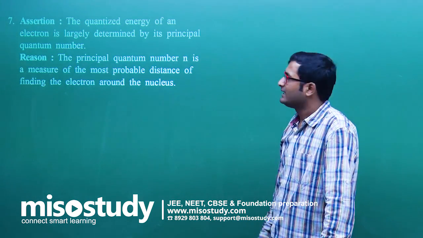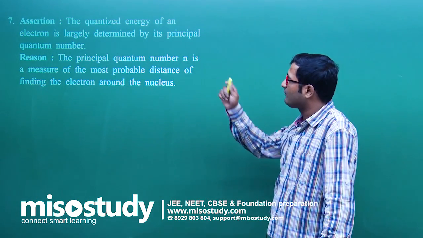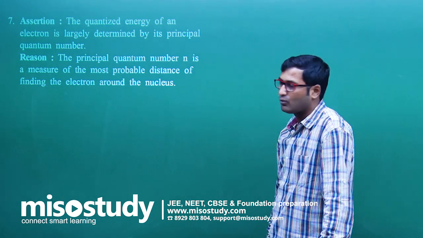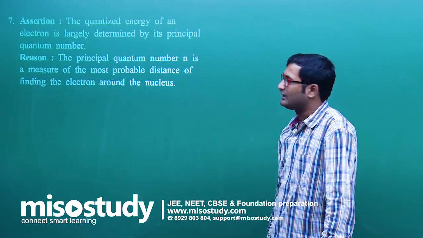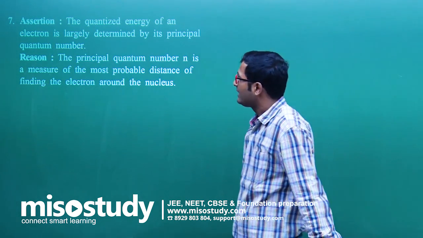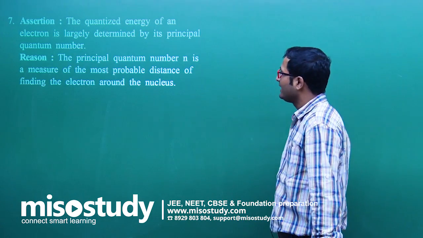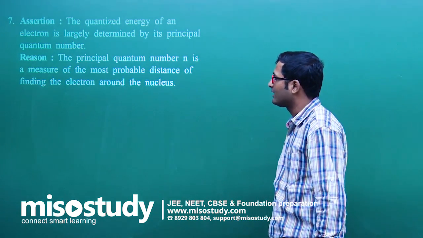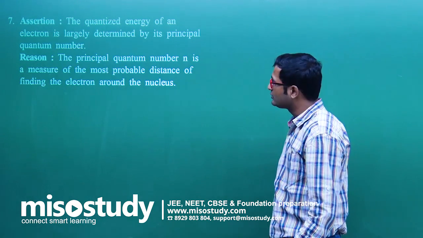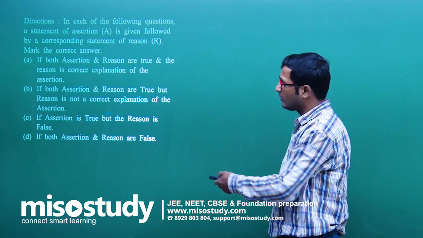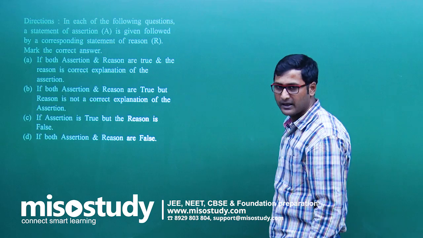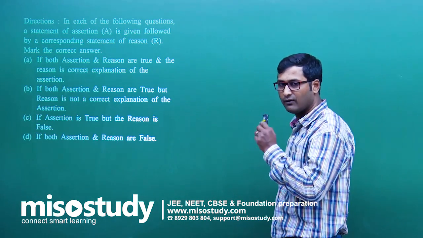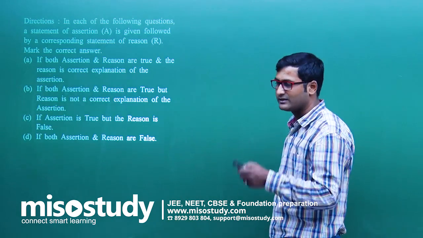You have to reply. The quantized energy of an electron is largely determined by its principal quantum number, and the principal quantum number n is a measure of the most probable distance of finding the electron around the nucleus. Now you have these two statements. By using this chart you have to apply the answer and reply to the question. I am leaving this question only for you, and I think you can easily solve it.